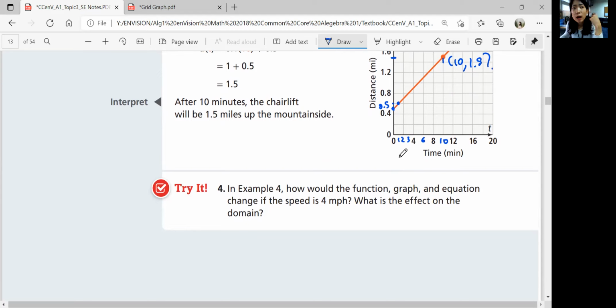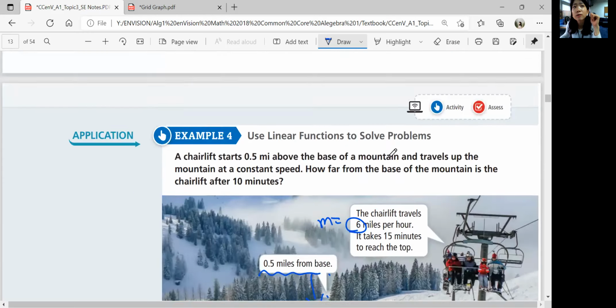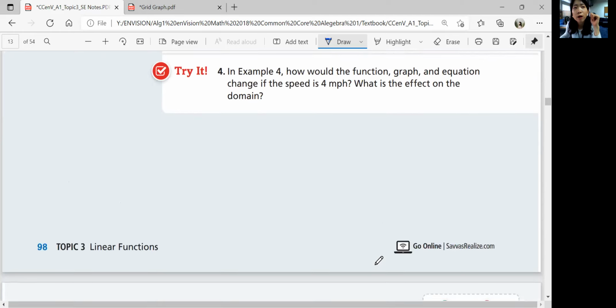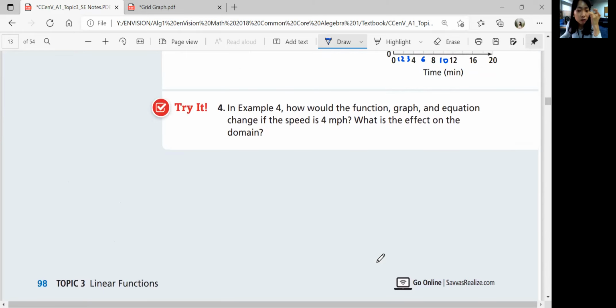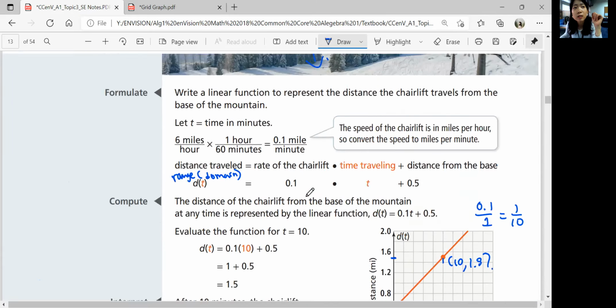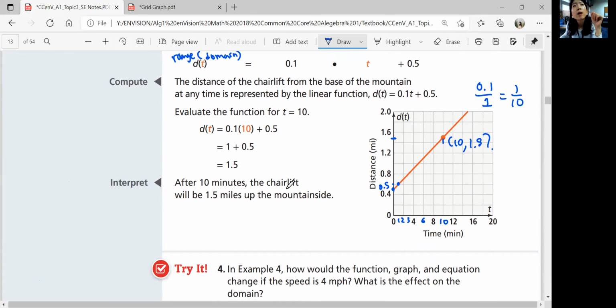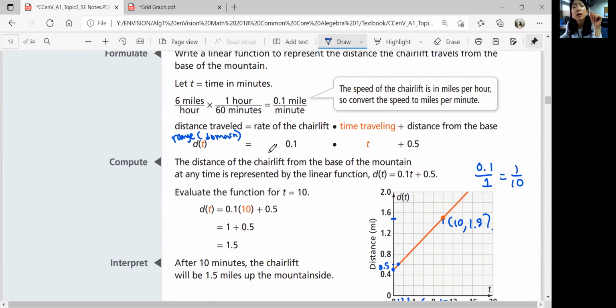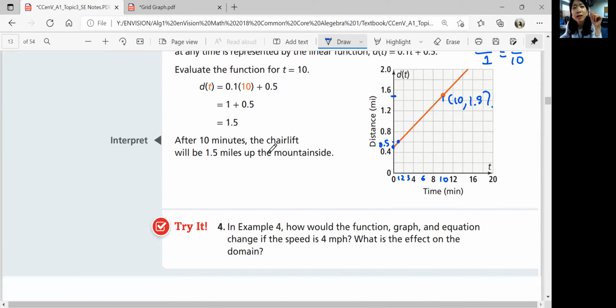In example 4, how would the function graph an equation change if the speed is 4 miles per hour instead of 6 miles per hour? What's the effect on the domain? So everything's the same except the speed. We're going to start at the same point, but we have to convert our speed into miles per minute again.